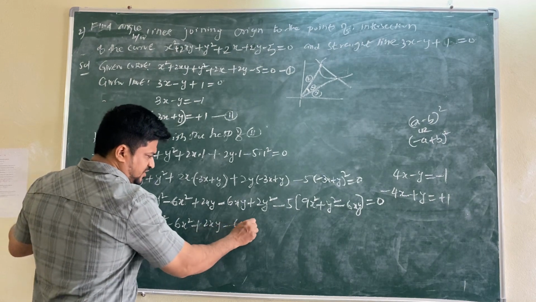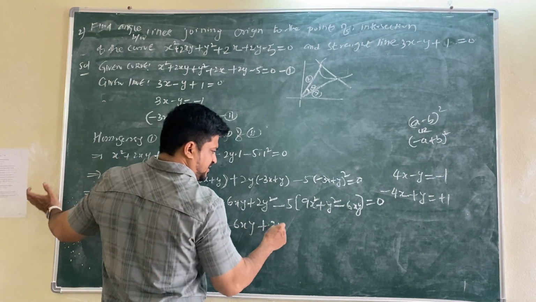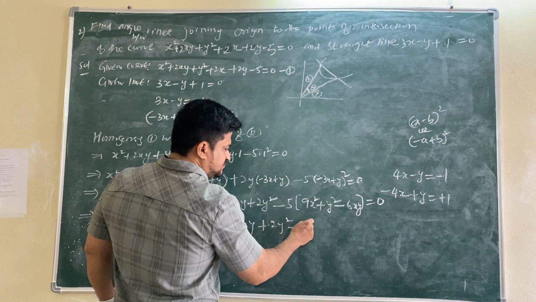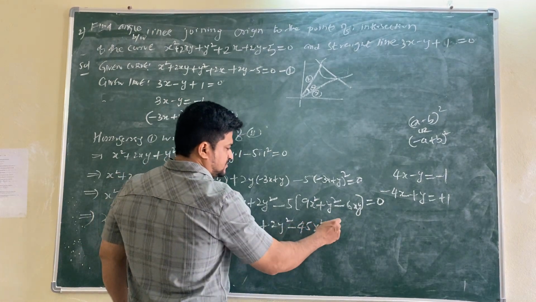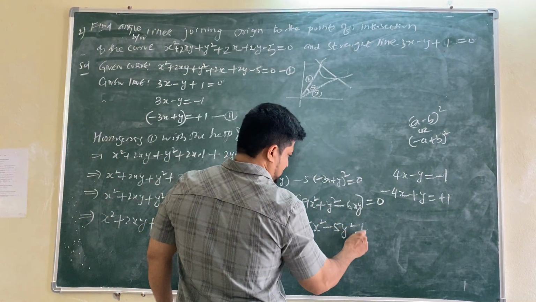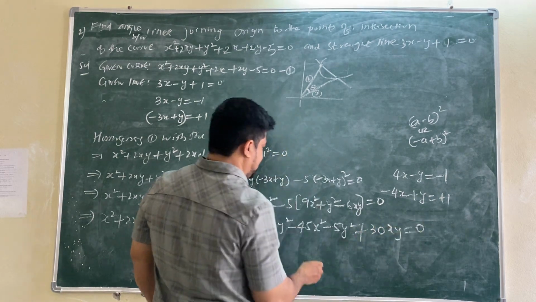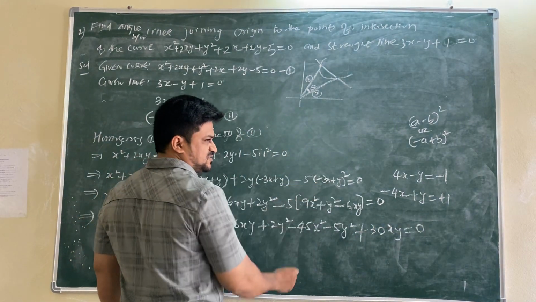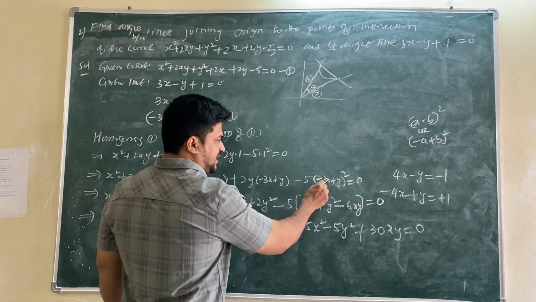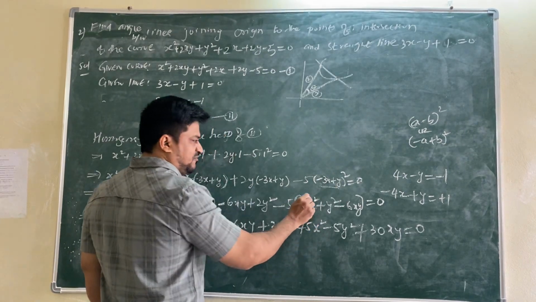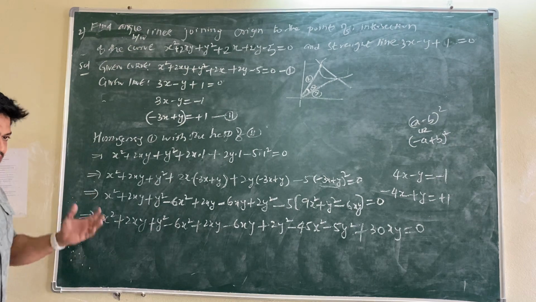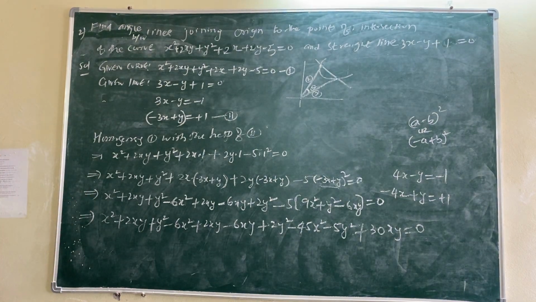I'm not simplifying now. First I am multiplying the bracket, then we will simplify. Plus 30xy. You have to be aware of sign. See, previously I am not multiplying this y inside. Why? It has square. So in the bracket you have to simplify the square, then the outside value is multiplied inside.